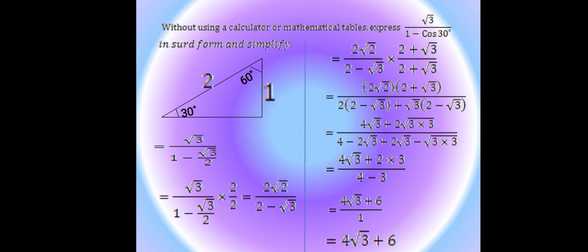Now substituting in our equation, we have the square root of 3 all over 1 minus the square root of 3 all over 2. Now we remove the fraction from the denominator by multiplying the numerator and the denominator by 2. And then after that, we multiply the numerator and denominator by the conjugate of the denominator, so that we have our answer as 4 into the square root of 3 plus 6.